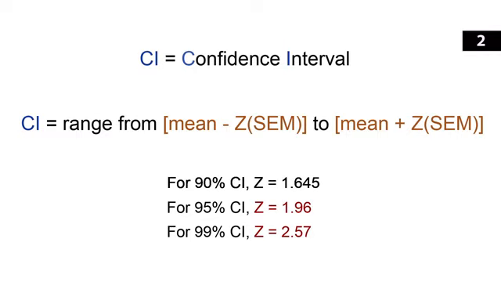Next, what is the equation for determining the confidence interval? Well, a confidence interval indicates the reliability of an estimate. And the equation for confidence interval is the mean plus or minus z times the standard error of the mean.